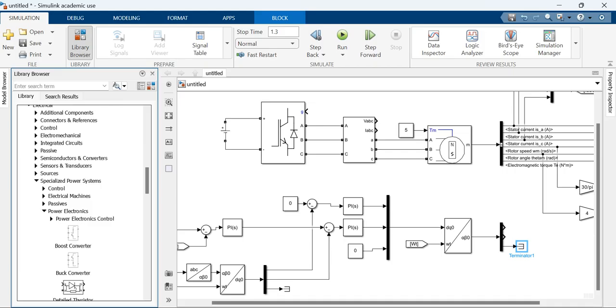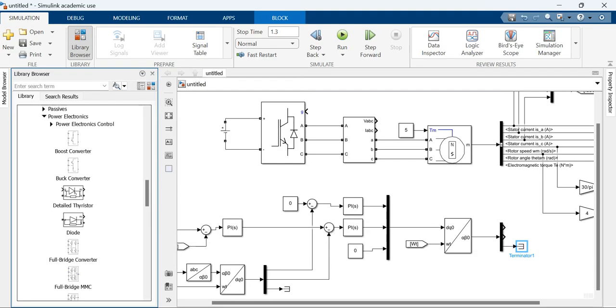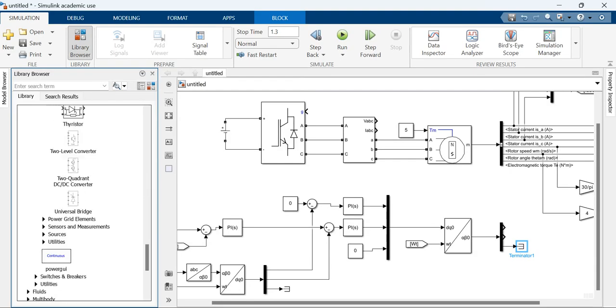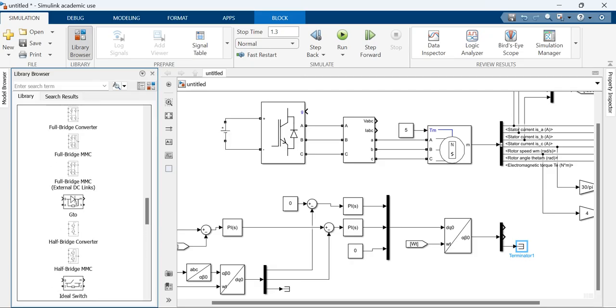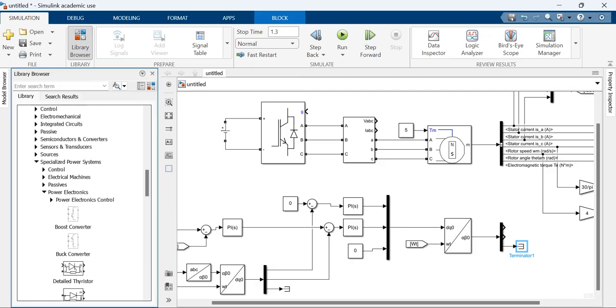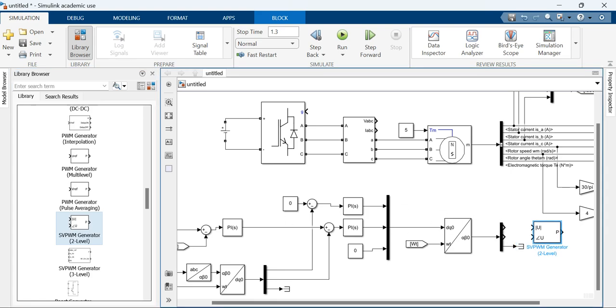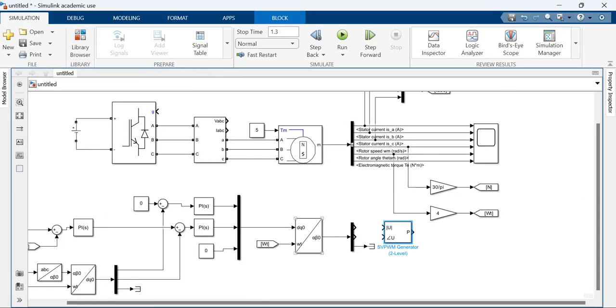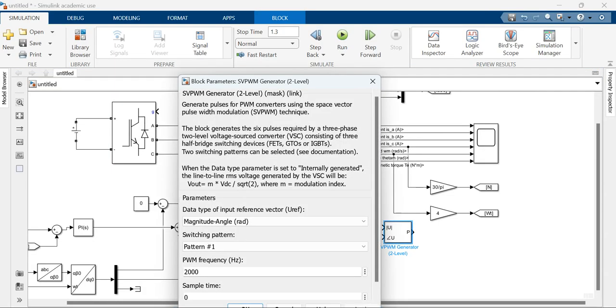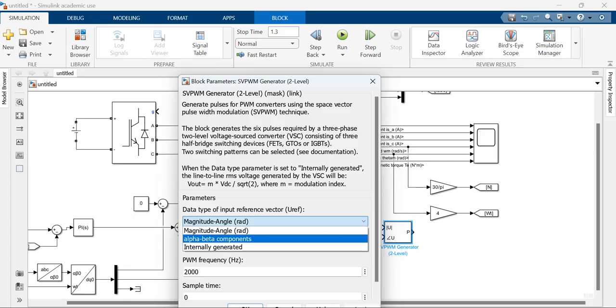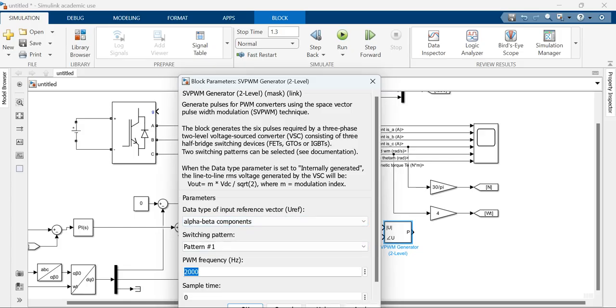You can just go to Power Electronics control. In Power Electronics control, you have SVPWM generator 2 level. Just take it, SVPWM generator 2 level, and I have to give it to this SVPWM generator. In the SVPWM generator, you change the magnitude to alpha beta components, and switching frequency you give it as 5000.